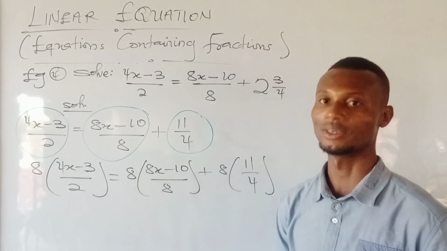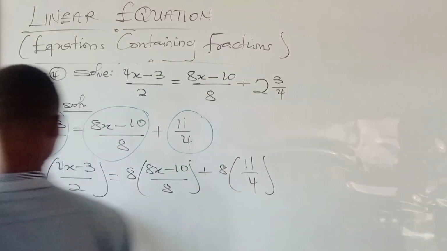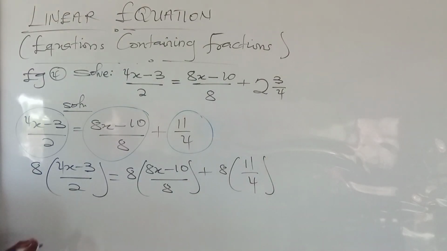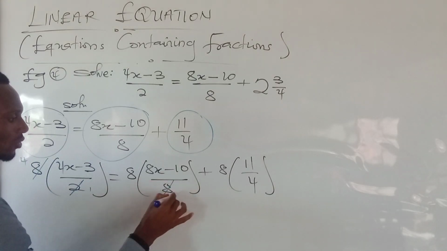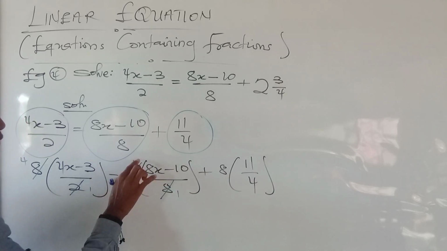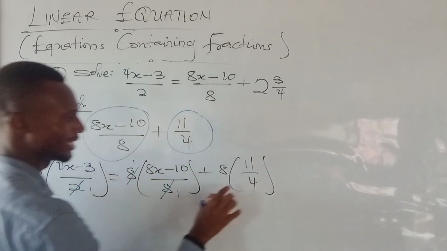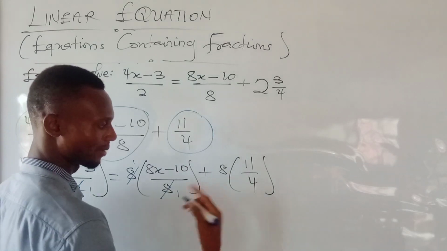Now we can simplify. So this 2 and the 8 can be simplified. So 2 goes here 1, 2 goes here 4. I hope you agree with me. Then this 8 and this 8 too can be simplified. 8 goes here 1 and 8 goes here 1 as well. Then this 4 and the 8 too can be simplified.